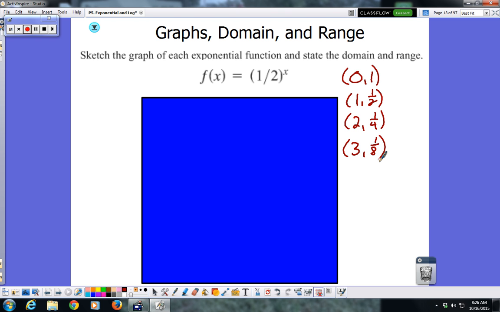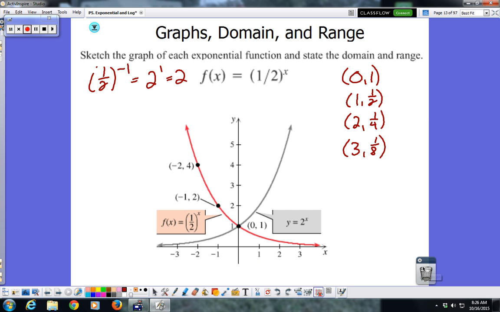If you did 1/2 to the negative 1 power, think about how you do that. A fraction to a negative exponent, you flip the fraction and raise it to the positive exponent. So 1/2 to the negative 1 is 2. 1/2 to the negative 2 is 4. So it's identical to 2 to the x power, except it's flipped left and right. Here is 2 to the x power, and here is 1/2 to the x power. It's exponential decay. It's like starting with 1 of something, and then it gets smaller and smaller and smaller as it approaches 0.